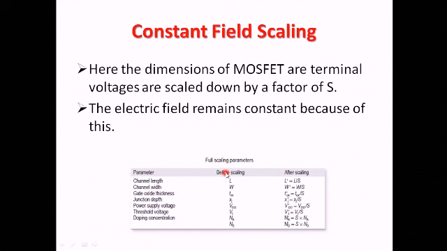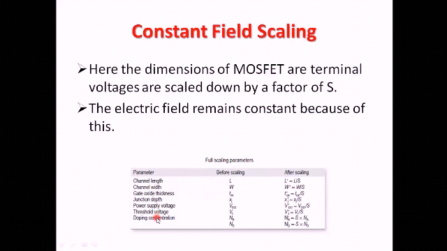Now, this is the table. This shows the scaling factors of all the significant dimensions, potentials, and the doping densities of the MOS transistors. Here all the important parameters are there, like the channel length, channel width, gate oxide thickness, junction depth, power supply voltage, threshold voltage, and the doping concentration.